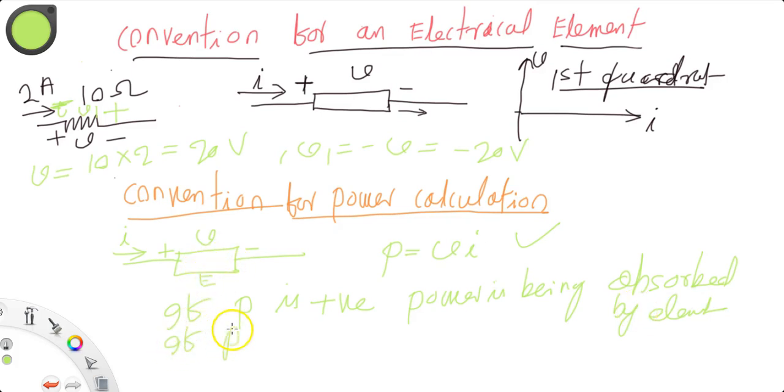If PE comes out to be negative, power is being delivered by the element. We'll discuss more in the later examples. These are the conventions. You are expected to know all these things.